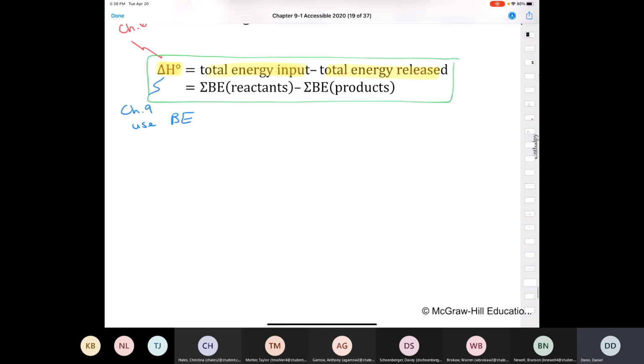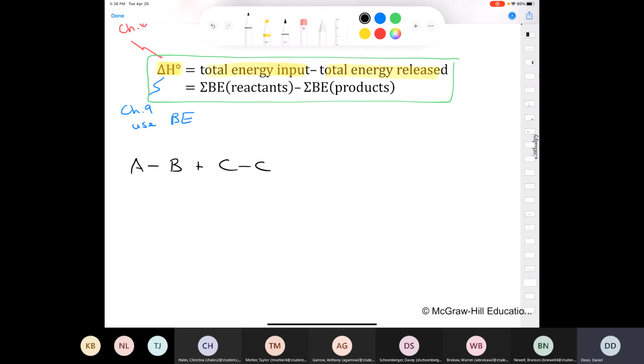Let's say, for example, and let me just come up with an example off the top of my head. Let's say you had something like a molecule AB plus another molecule that's monatomic CC, and then you end up forming AC and BC, right? When you calculate the delta H naught for this reaction, you're going to have to take the bond enthalpy of the AB bond plus the bond enthalpy of the CC bond, right? That's the amount of energy that you had to put in.